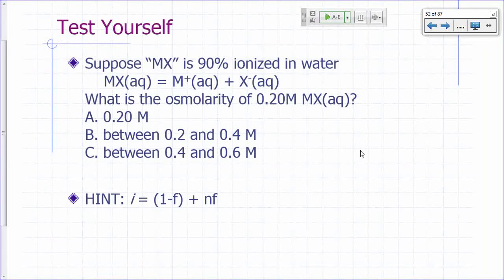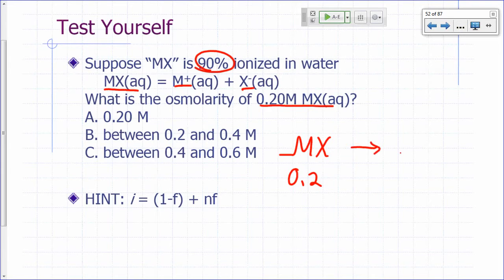Suppose MX is 90% ionized in water. MX will give you M+ and X-. What's the osmolarity of 0.2 molar MX? So here's a way to do this. If you have MX, it's 0.2, right? And it gives you M+ and X-. If I lose 90% of my 0.2, what do I subtract? 0.9 times 0.2, correct? I lose 90% of 0.2.